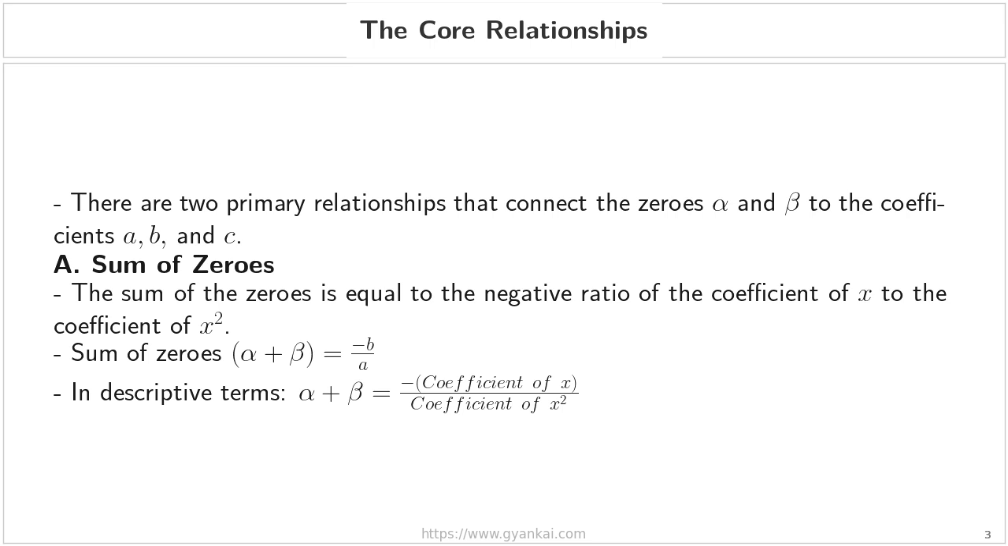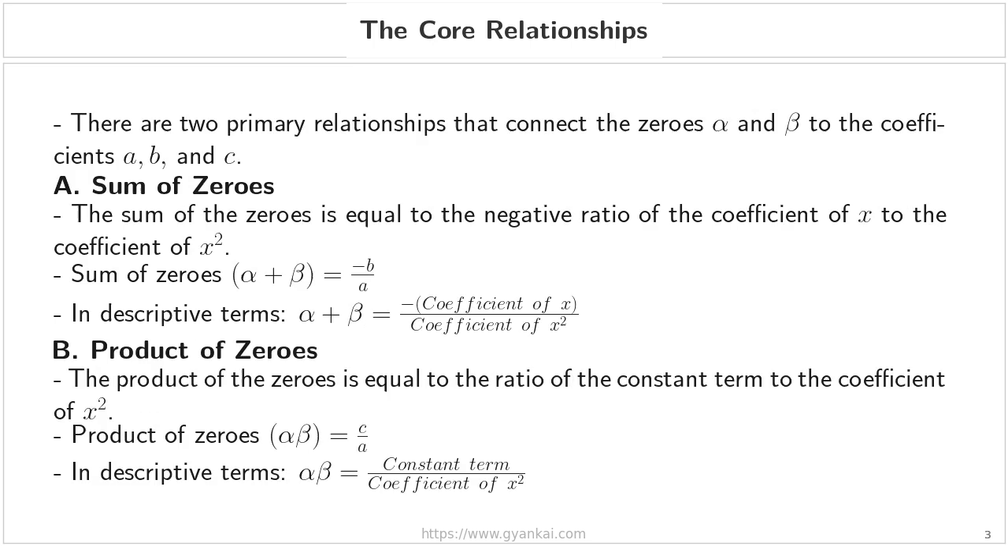To put this in plain English, the sum of alpha and beta is equal to the negative of the coefficient of x, all divided by the coefficient of x squared. This is a very powerful tool, because it allows us to find the sum without even knowing the individual values of the zeros. Next, we have part B, the product of zeros.